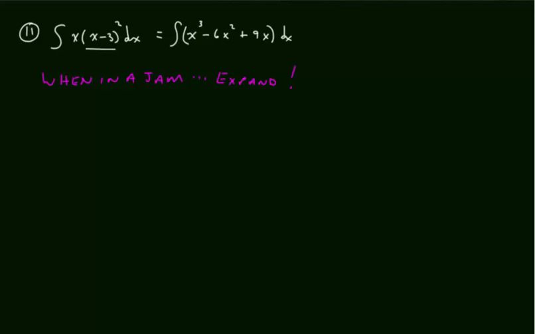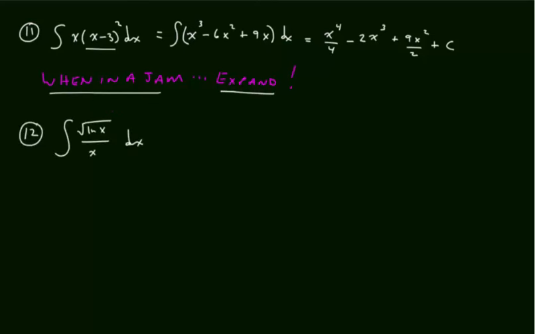And then this is just good old-fashioned reverse power rule, a simple polynomial. x to the power of 4 over 4 minus 6x cubed over 3, so that will be reduced to 2x cubed, plus 9x squared over 2 plus c. This is the easiest one we had in the notes so far. When in a jam, expand. We do this u substitution and people forget that not every problem requires the u substitution.